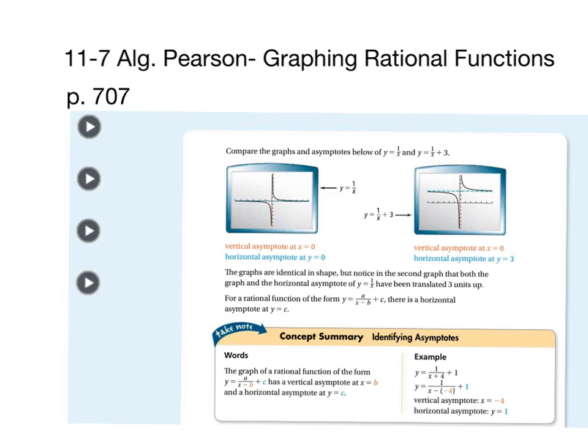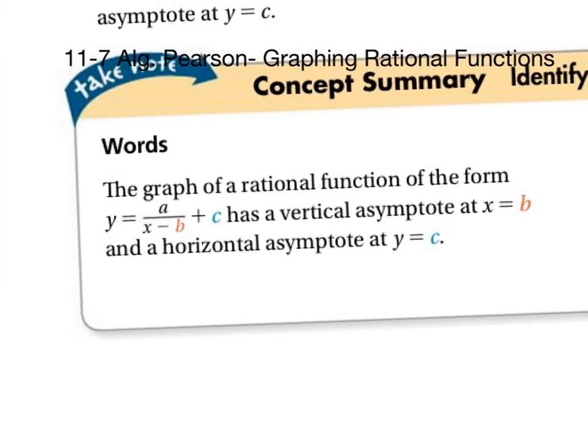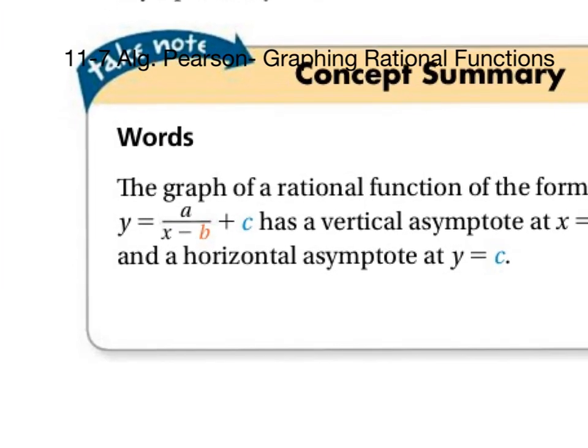Page 707, we are continuing section 11.7 on graphing rational functions. So we talked about previously about vertical asymptotes. Today we're going to look also at horizontal asymptotes. So horizontal asymptotes, basically what it boils down to, if you look in the concept summary box, is we have this general formula.